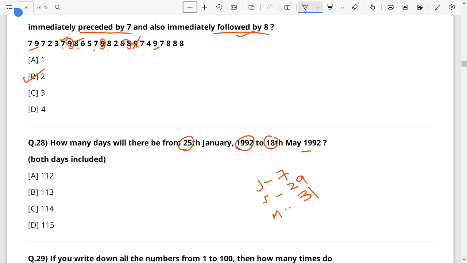And April, we have 30 days. And May, we have 18 days. Right? And the sum of these will be 115. So the right answer will be 115. Okay, 115 is the right answer. Right? Next question, guys.